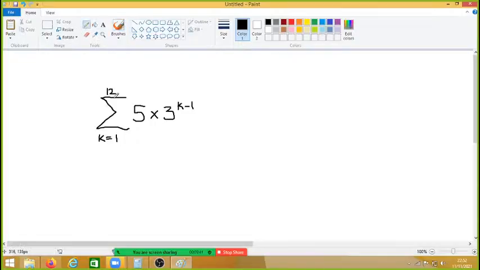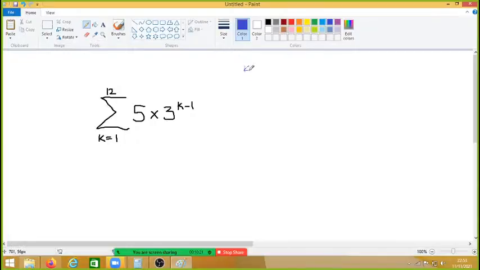It's asking us to work out the sum of a sequence where the sequence has got 12 terms, starting from the first term going up to the 12th term. To generate the numbers in the sequence, the formula is 5 times 3 to the power of k minus 1. The k starts off as 1 to get the first term, and it goes up to 12 to get the 12th term. So let's take a look at what the sequence is going to look like.